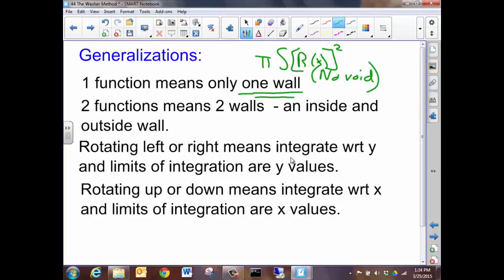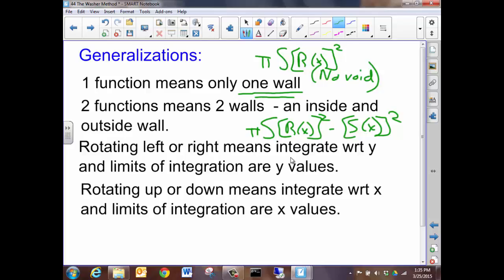Anytime you've got two functions, that should mean two walls there, okay? If you've got two walls, then you should have something that looks like this. An inner wall and an outer wall, okay? And still, obviously, the pi in there. That's the hard part for students, is seeing the difference between those two there, okay?